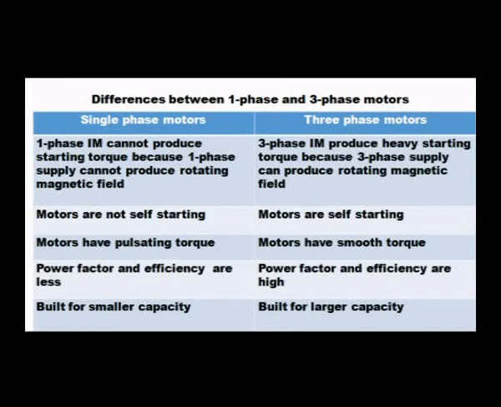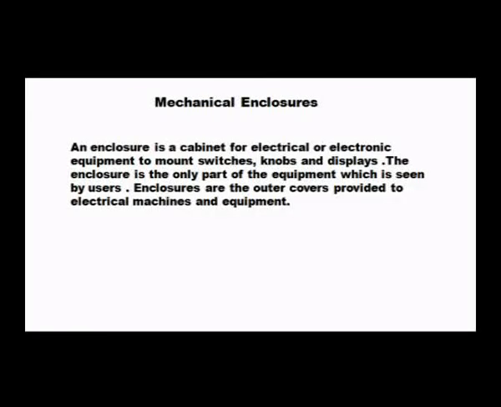What are the differences? Single phase motors are not self-starting, single phase motors have pulsating torque, and single phase motors cannot produce rotating magnetic field. Single phase motors have low power factor, low efficiency, and therefore they are built for smaller capacity. Whereas three phase motors can produce rotating magnetic field, therefore they are self-starting, they have smooth torque, the power factor as well as the efficiency are high, and they are built for larger capacity.